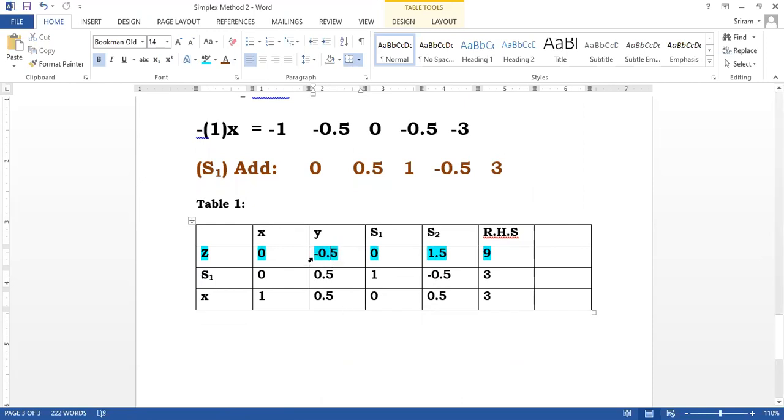Understand, dear everyone? Here I have a positive value. Now we are going to repeat the same process again that we did before. For the next table, we are going to take y as the entering variable.